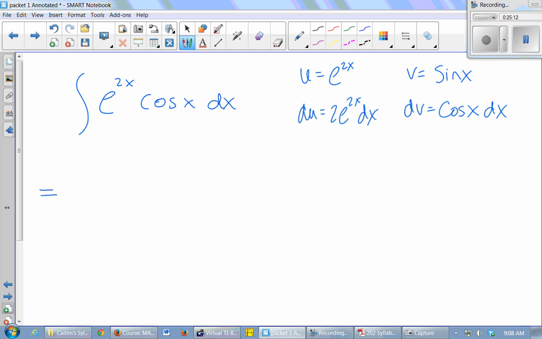All right, so this should equal u times v, e to the 2x sine x, minus the integral of v du, which is 2e to the 2x, that's my du, times v, which is sine x. And then I've got a dx. Okay.